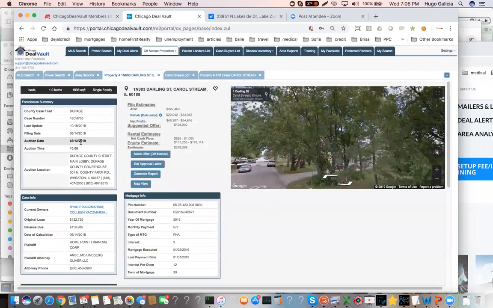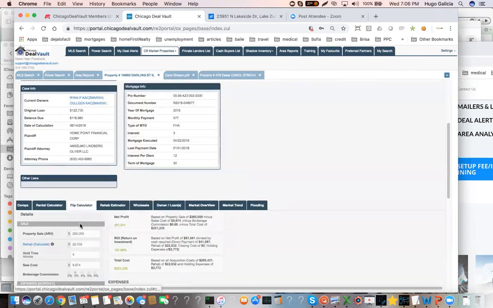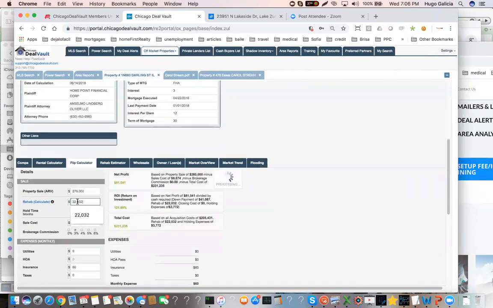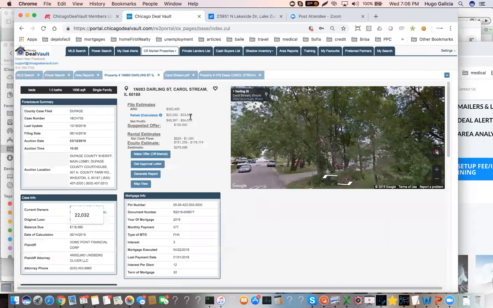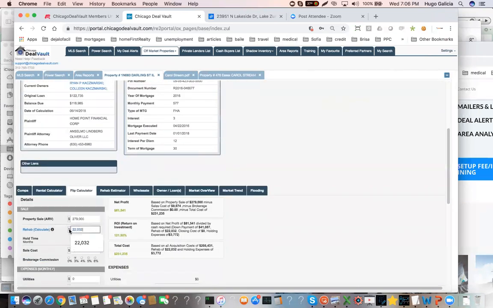But let's just be conservative. Let me go back. So let's do 279 for the ARV, being conservative. Now the rehab on the flip, we suggest between 22 to 33. So here we're going to go 40, in case we decide to make it super, super amazing.